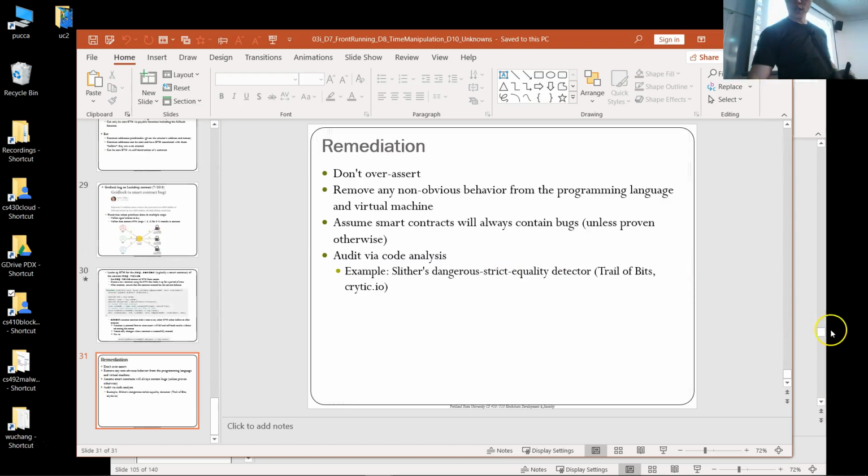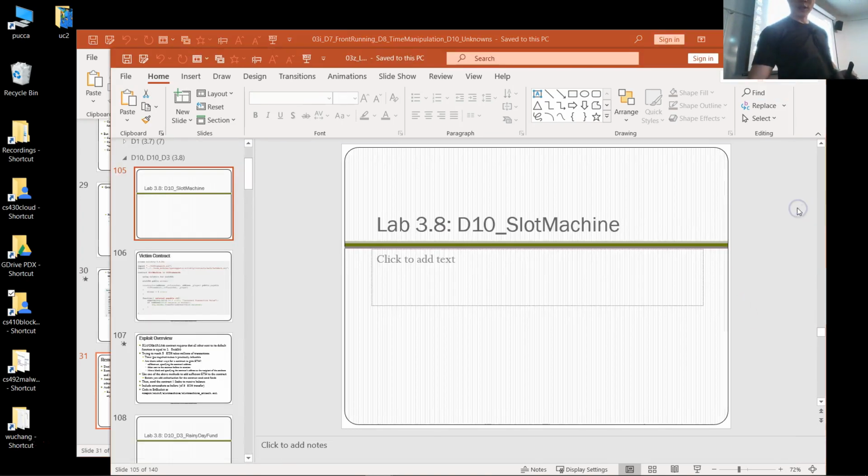So with that, that's all I have in terms of the lecture. Now I'm going to go through a walkthrough of these levels, because these levels are the hardest ones in the CTF. I am going to walk through slot machine, rainy day fund, and scratch card. And these are the levels that you'll be doing this week.